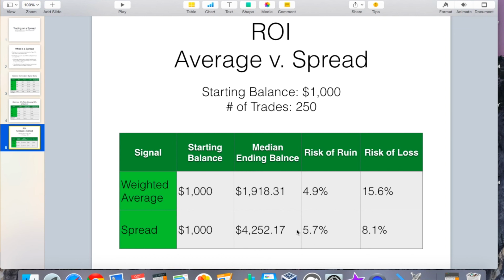So as you can see here, if you use our tools, you can optimize your spread. In this very simple scenario, it more than doubled the return by just adding a simple spread into your trading experience.